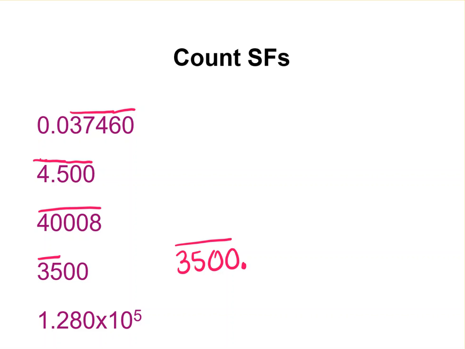Okay, and then when a number is in scientific notation, all you do is you look at this front part and you apply the rules. So this one has 4, just like if it were 1.5280 without the times 10 to the 5th.